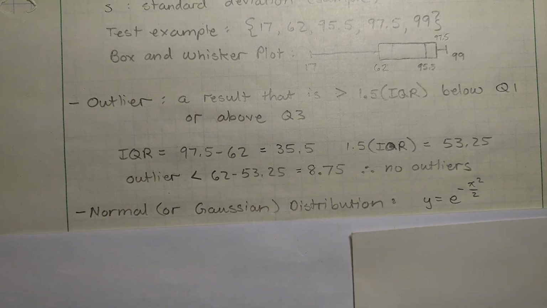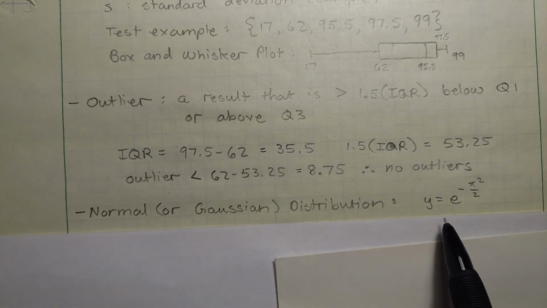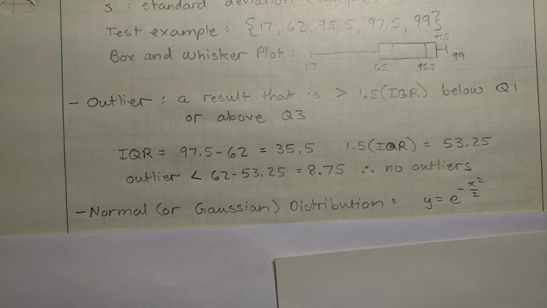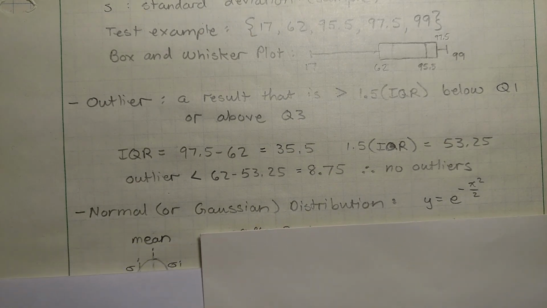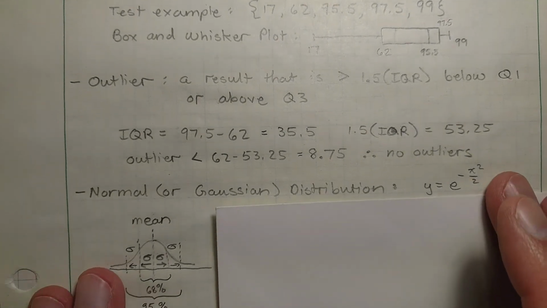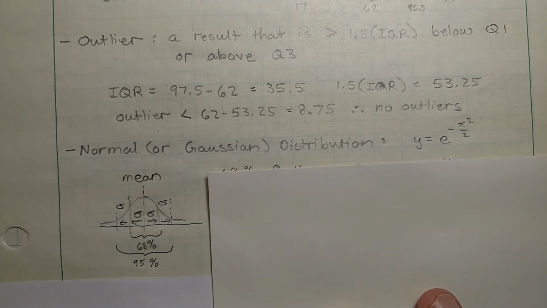So the last thing we're going to look at is normal or Gaussian distribution. When things are normally distributed, that means that it follows this formula right here for normal distribution. In other words, that's our classic bell curve. So this is what things look like. You can pause the video and sketch this if you want to. This is what the results look like in normal or Gaussian distribution.